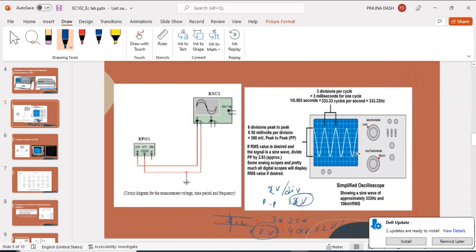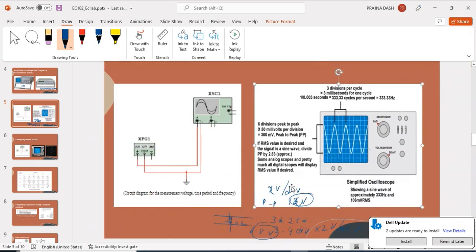When you do the experiment, it will be clear. So calculate the number of divisions, and see the voltage knob and the time period knob, in which position your knob is set. Suppose here it is 3 divisions per cycle for the calculation of your time period. That means from one cycle to another cycle, 3 complete divisions are covered as per this example.